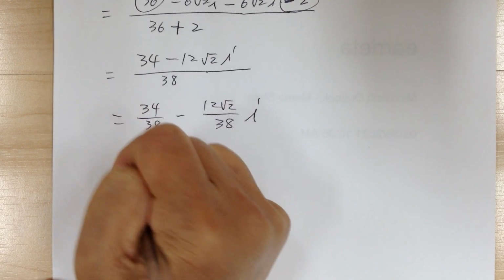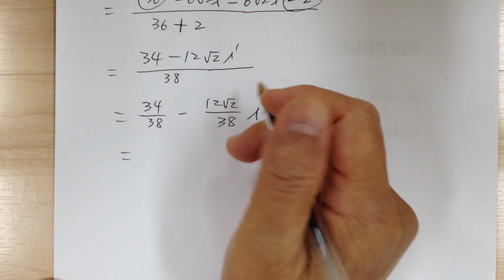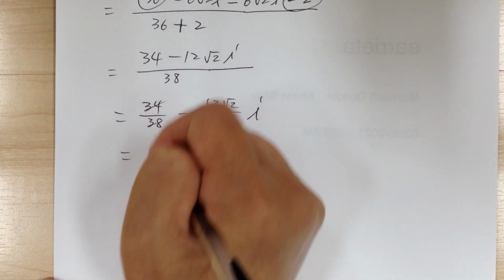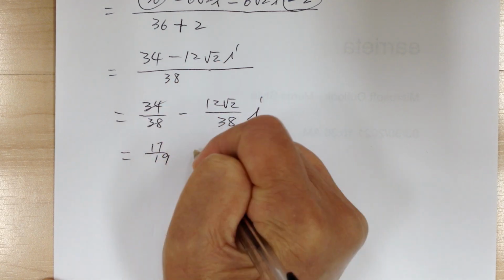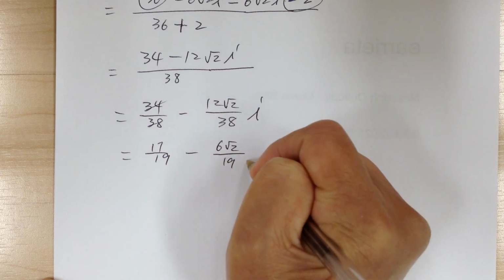And this one you can reduce, right? So don't cancel first. Let's go and separate and we can reduce. So they can divide by 2. Divide by 2, so you get 17 over 19. This also can divide by 2, so you get 6 square root of 2 over 19i.